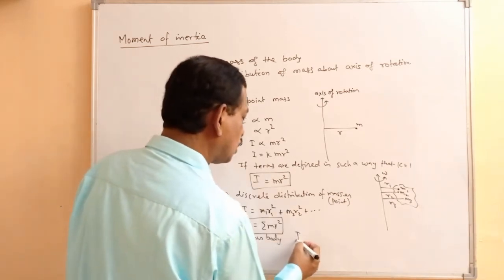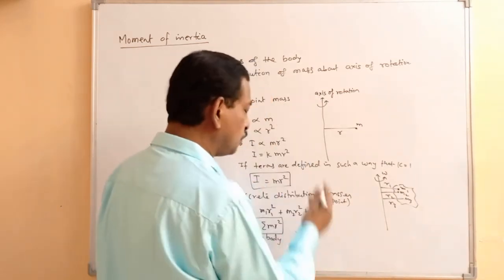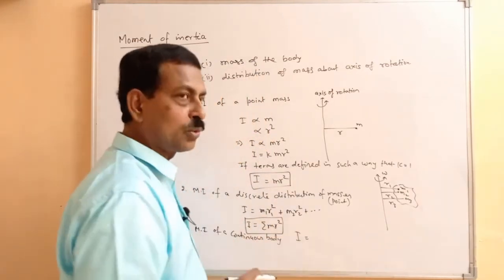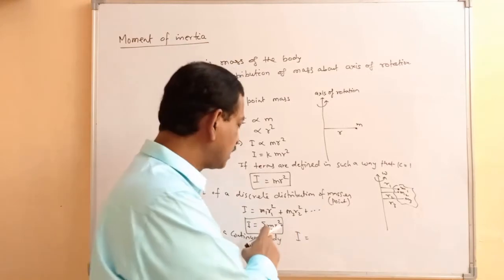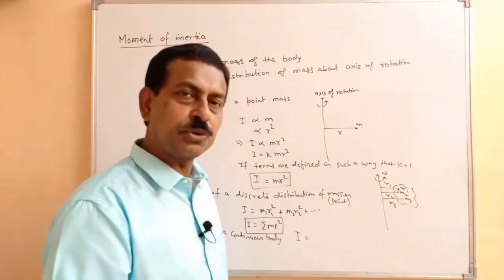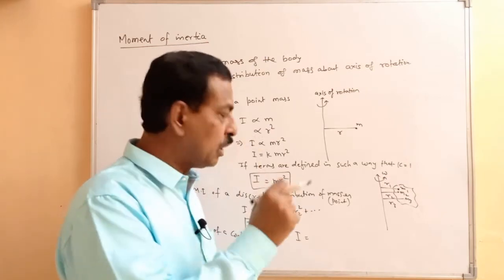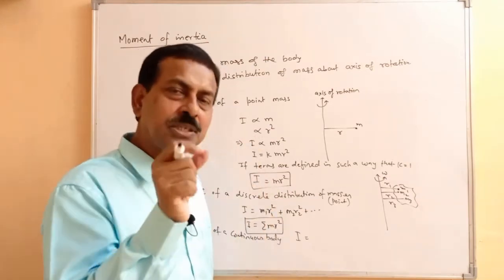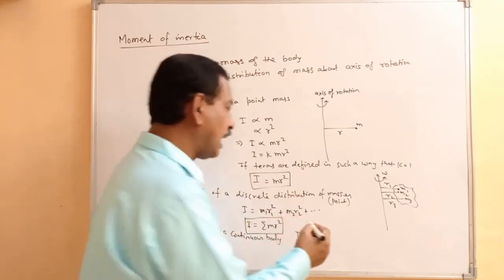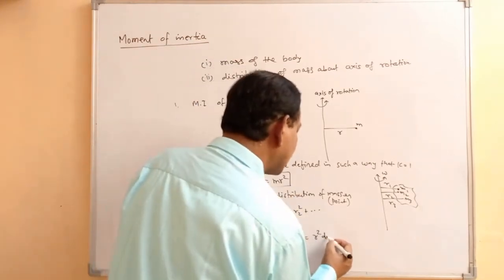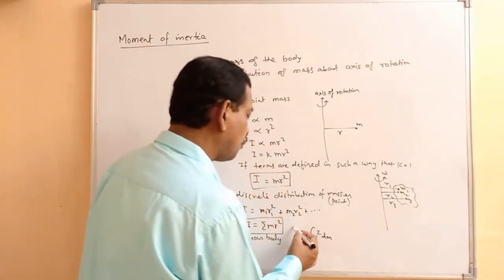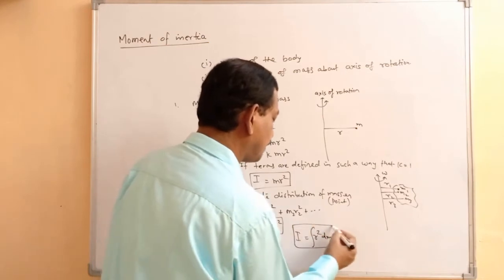This will be given as your I. Suppose I assume that it is just like summation mr square. That means you have to take the product of point masses and the square of the distance from the axis of rotation. So here also for the continuous body, we'll take elementary masses and see at what distance they are located. After that, the integral of r square dm will give the moment of inertia for this continuous body.